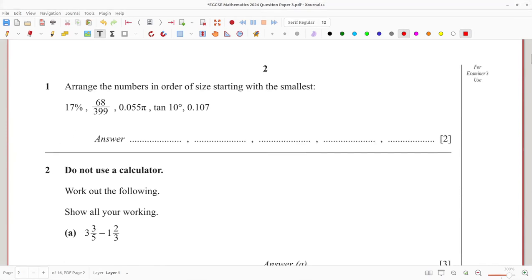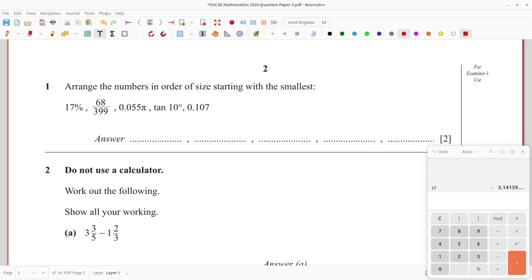Question number 1 requires you to arrange the numbers in order of size, starting with the smallest. So to take care of this question, you first need to convert them to decimal numbers so that you can easily compare. Now let's just convert them to decimals. I'll need a calculator for that.